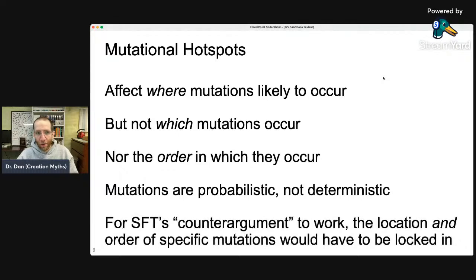So for SFT's counterargument to work, the location and the order of mutations has to be locked in. It's not. We know it's not. We know that mutations are not equally likely everywhere in the genome. We know that certain types of mutations are more likely than others. We also know that within those bounds, mutations are probabilistic, not deterministic. So you can't use mutational hotspots as an explanation for a specific pattern of mutations across different lineages. It's not more complicated than that. That's the main argument that SFT makes, and it completely fails. It's just 100% face plants. That's it.